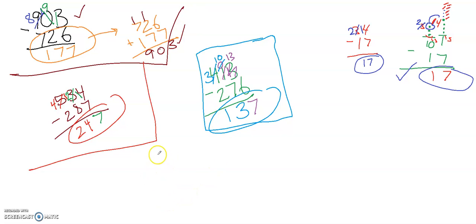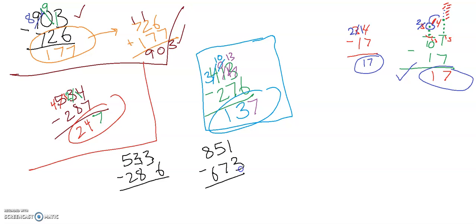Now here's what I'm going to have you do. I'm going to have you work through a couple problems. How about we do 533 minus 286? How about we do 851 minus 673? And then how about you do 734 minus 568? Now again, these are all special example problems where you have to borrow in order to solve the problem.